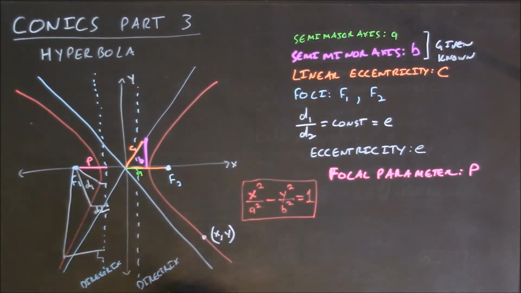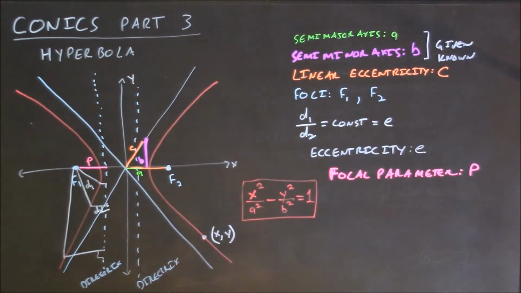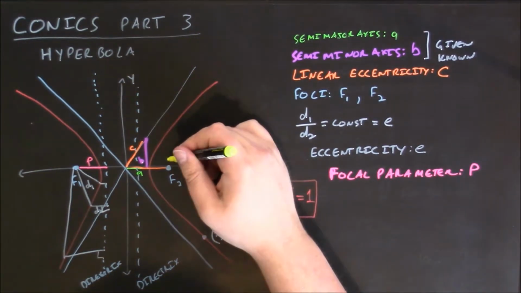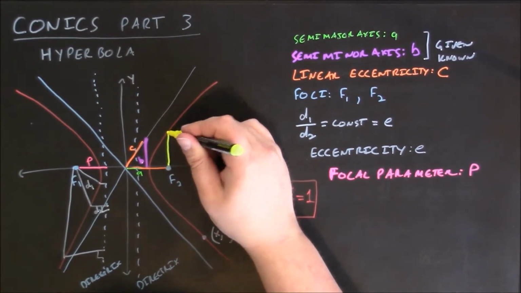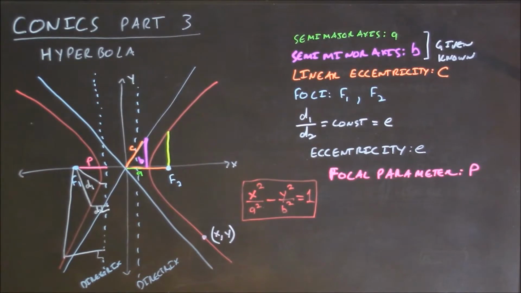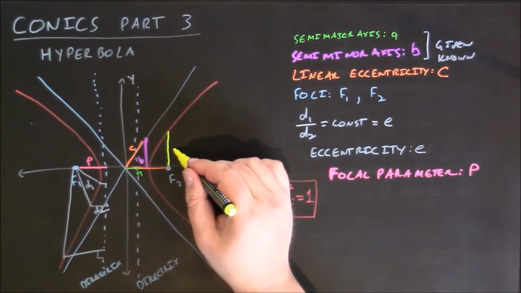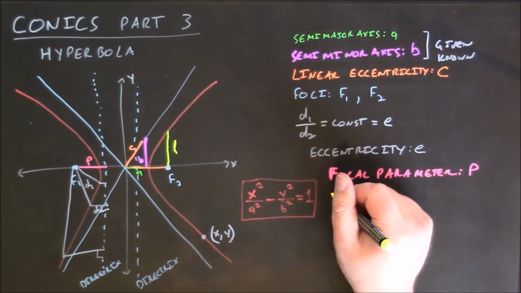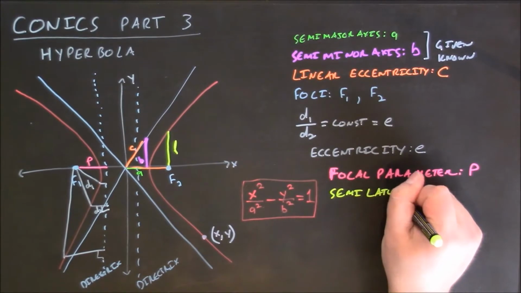Now we're almost done. We need one more parameter in order to be able to get equations for all of these, and you'll see how we use this parameter in a moment. We're going to define one more line. This line starts at a focus, is parallel to y or perpendicular to x, depending on how you look at it, and travels until it hits the hyperbola. And this is known as L. L is the semi-latus rectum.